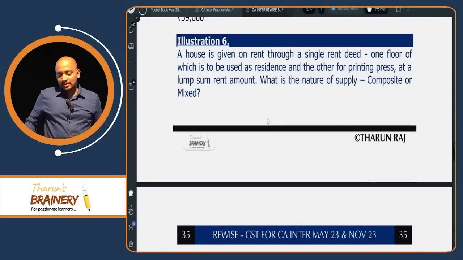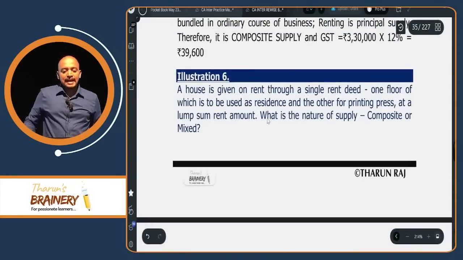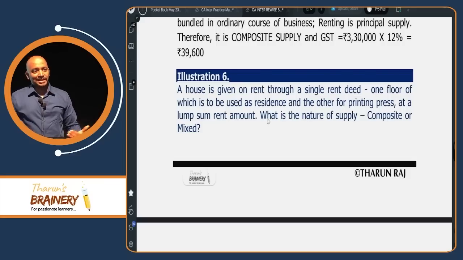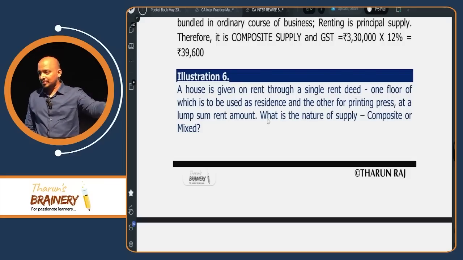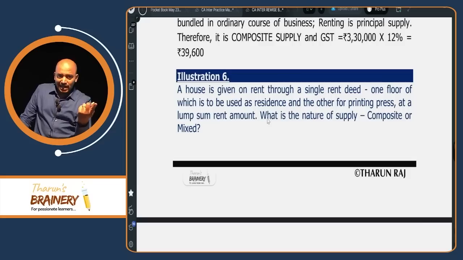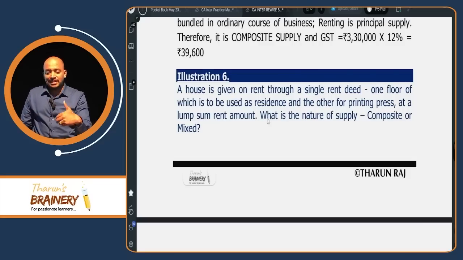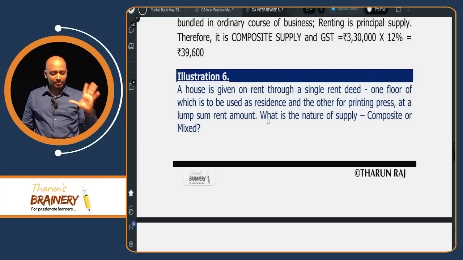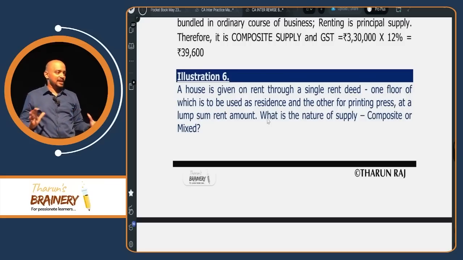Then next, illustration 6. A house is given on rent through a single rent deed, one floor of which is used as residence, exempted. So renting of residential property for residential purpose is exempted. And the other floor is for a printing press, at a lump sum rent amount. So we have one taxable and one exempted. Renting of residential property for commercial purpose is taxable. Renting of residential property for residential purpose is exempted.